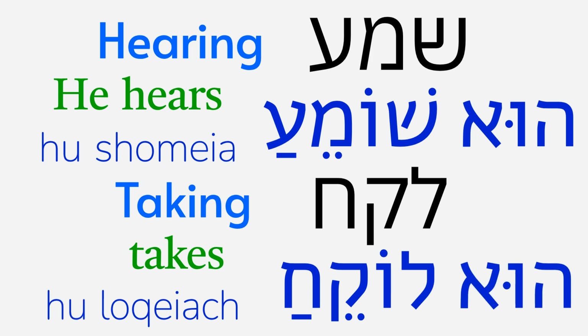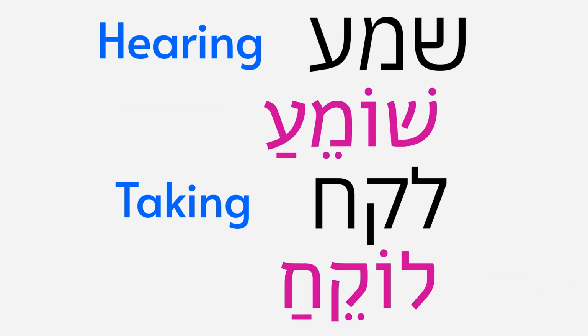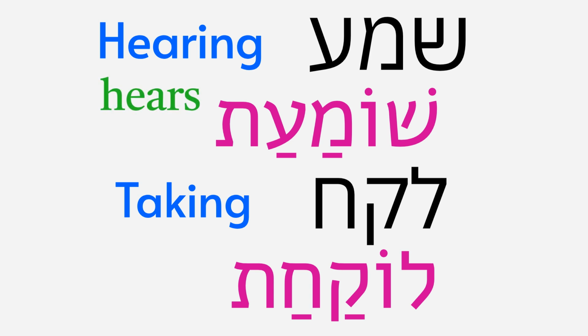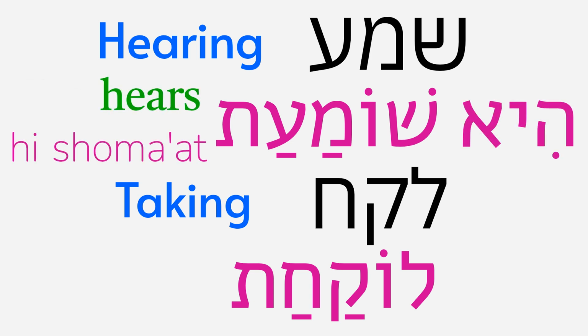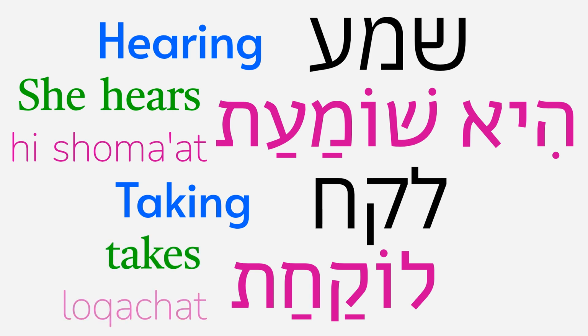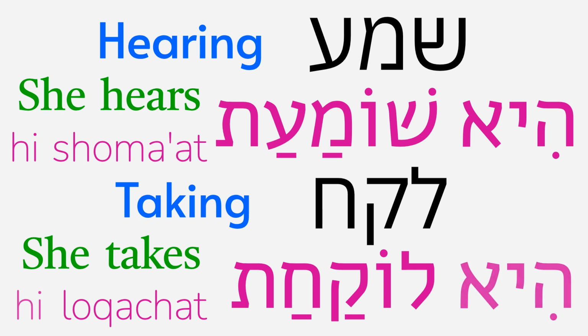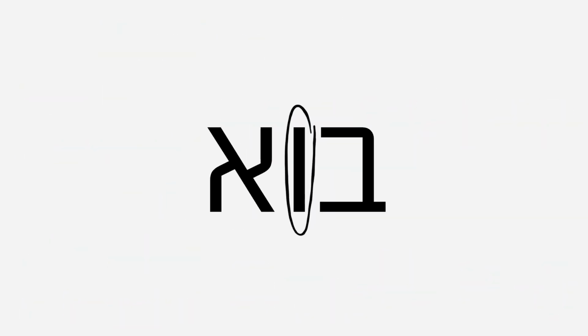Hu lokeach, he takes. The feminine singular form of the present tense of verbs whose roots end with chet or ayin is made by taking the masculine singular form and taking out that patach. Then we replace its tsere with the patach and add another patach and a tav. So the feminine singular form of hears is shoma'at. Hi shoma'at, she hears. And the feminine singular form of takes is lokachat. Hi lokachat, she takes.